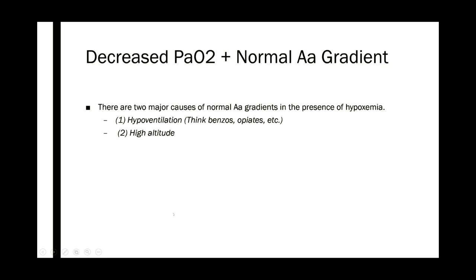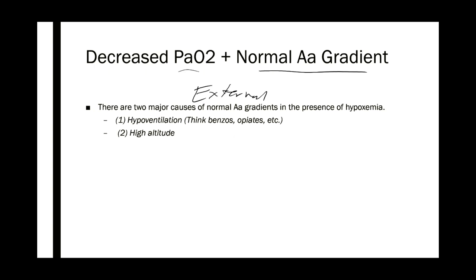And I'm just repeating this from the last time. This is in the context of the AA gradient. So for hypoxemia, if you see decreased PaO2, which is the definition for hypoxemia, but there's a normal AA gradient, it can only be two things that you should think of. Some cause of hypoventilation, and these are kind of external causes, okay? Like drug overdose, benzos, opiates, anything like that, and high altitude.